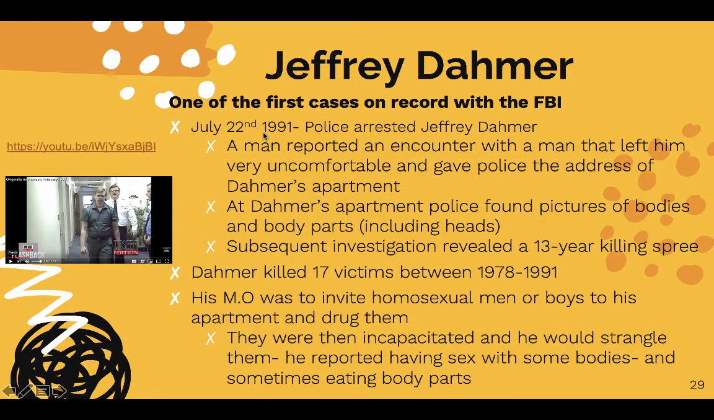On July 22nd, 1991, a man came out. He was frantic. Police stopped him. He said he just had a really uncomfortable experience at a man's apartment. Police went to the apartment. It was the apartment of Jeffrey Dahmer, and they found pictures of bodies, and they found body parts, including heads.